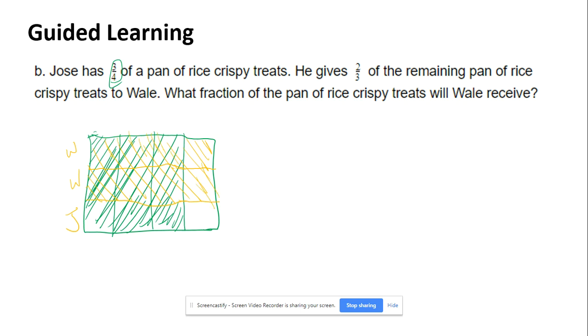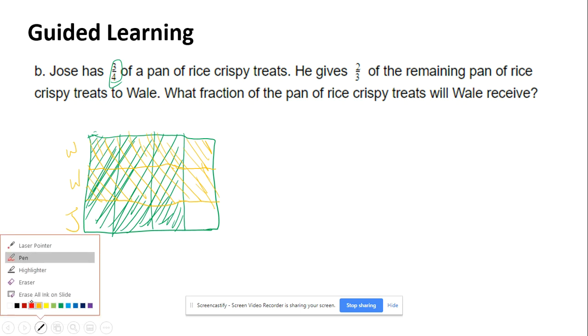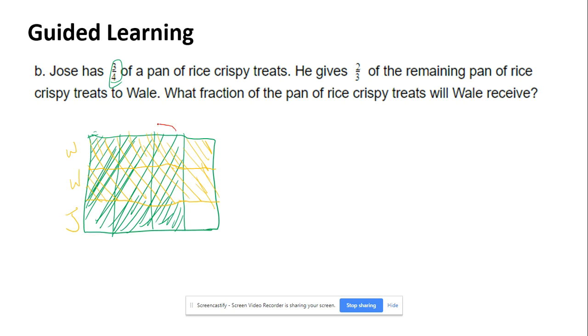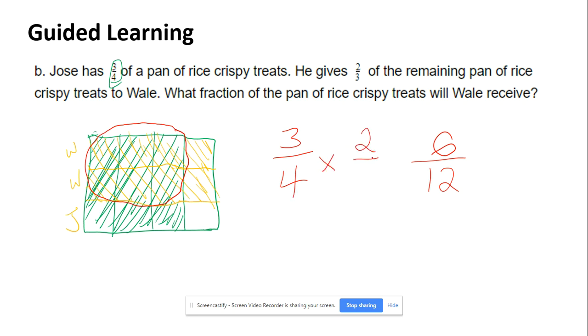So remember, the green portion represents what fraction of the pan of Rice Krispie treats is left. The orange represents how much Whale is getting. So Whale is going to be getting the ones that are both shaded in green and orange, which is here. We can see that 6 parts out of 12. So 3/4 times 2/3 that he's giving to Whale equals 6/12.